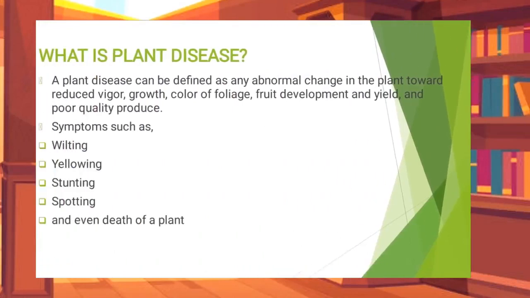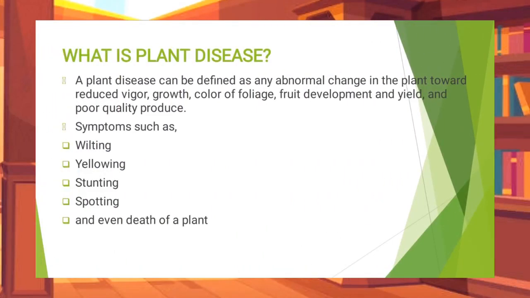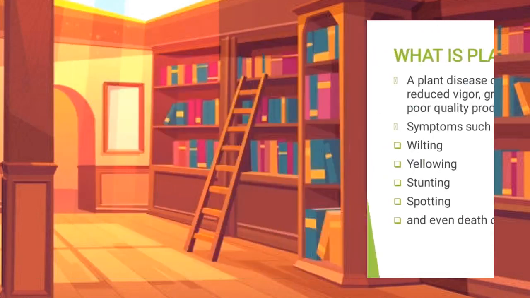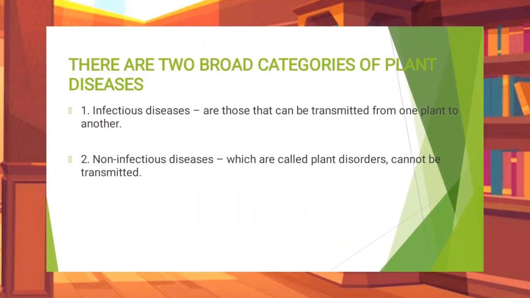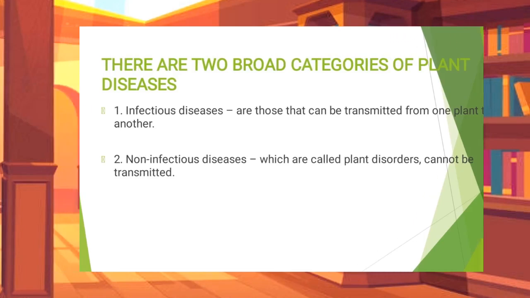A plant disease can be defined as any abnormal change in the plant toward reduced vigor, growth, color of foliage, fruit development and yield, and poor quality produce. Symptoms include wilting, yellowing, stunting, spotting, and even death of a plant. There are two broad categories of plant diseases. First, infectious diseases are those that can be transmitted from one plant to another. Second, non-infectious diseases, which are called plant disorders, cannot be transmitted. So it is clear already, no need to explain further.